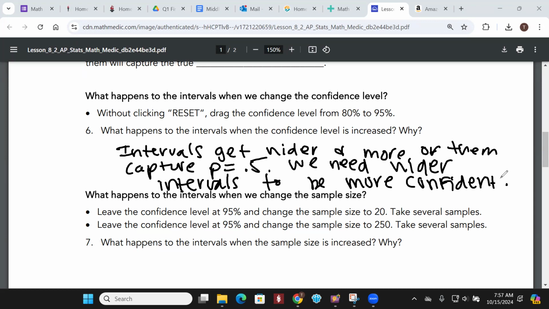Is there a way to calculate confidence levels? We're getting there. We're getting there.